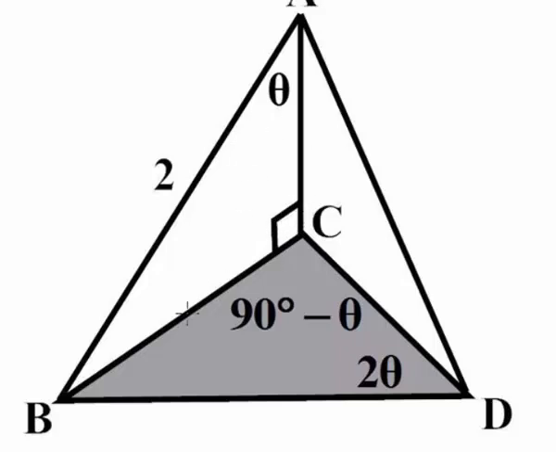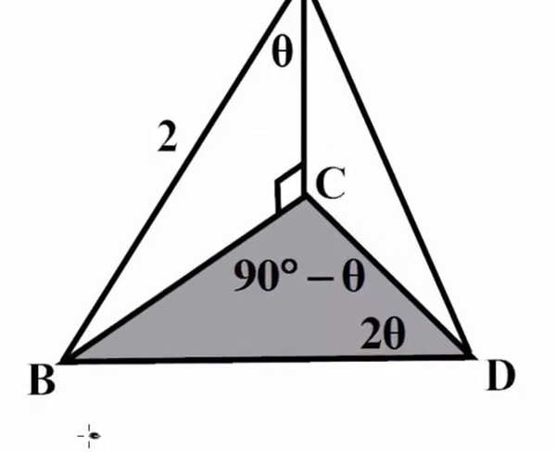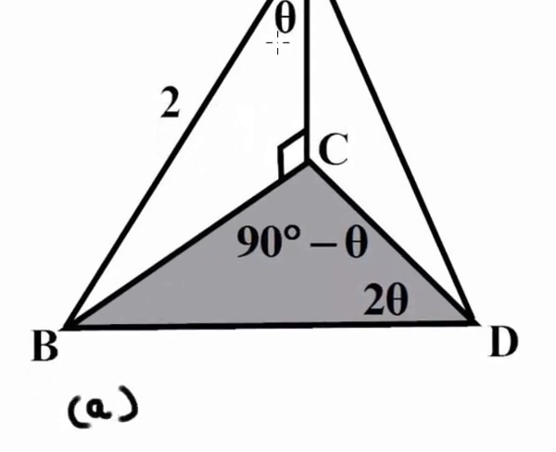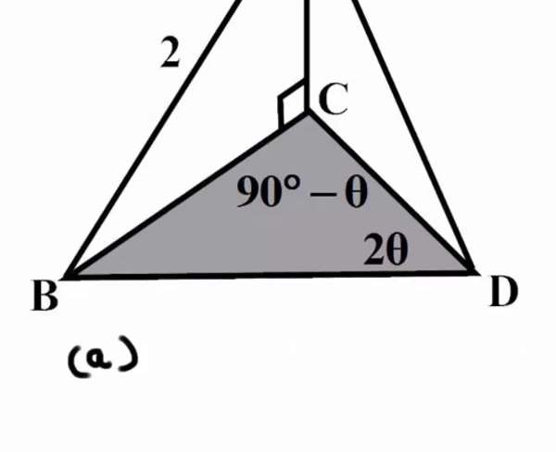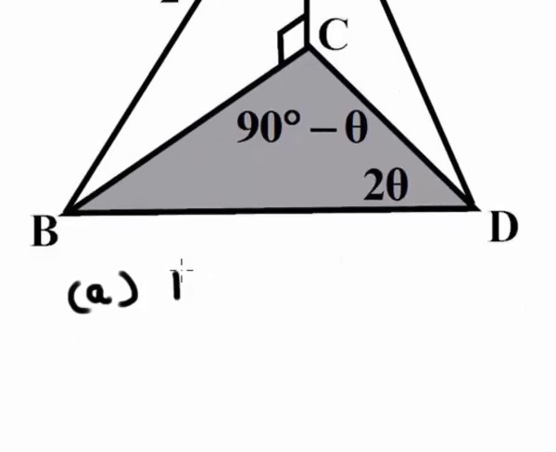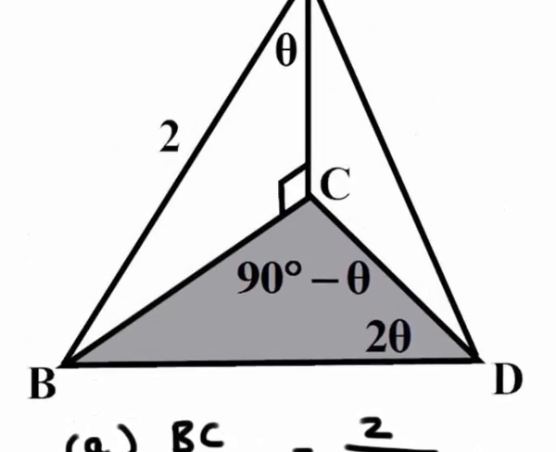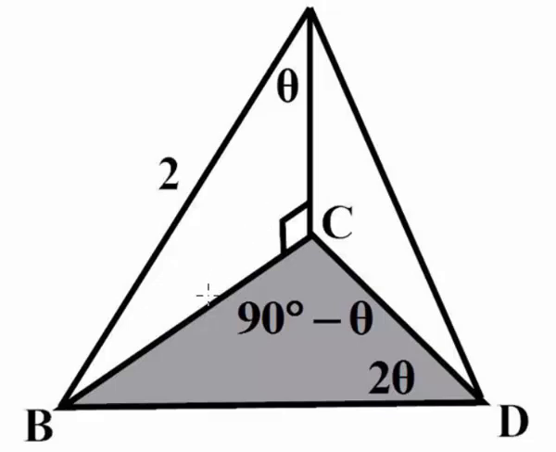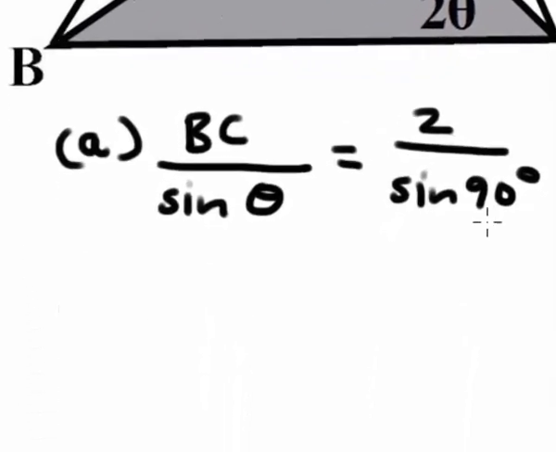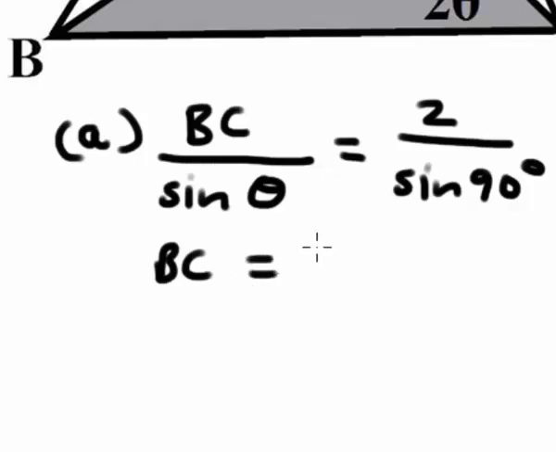That's 90 degrees. If we use the sine rule, we've got two angles and a side, so we could use the sine rule quite easily. The length of BC over the sine of the opposite angle, theta, is equal to 2 over sine 90. And then we can say BC is equal to 2 sine theta.